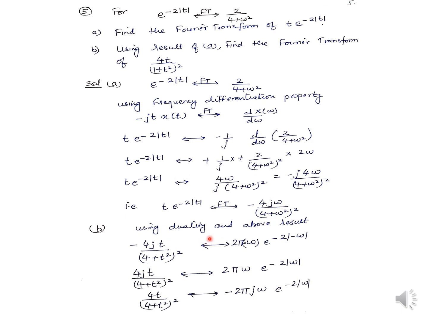Now if we use the duality property here in the above result and solve it, then for this one, no range of function is given to us, so we have to use the duality property. So use the duality property here, so it will be minus 4jt over 4 plus t square whole square like this, and on this side 2 pi will be multiplied, t will be replaced by minus omega, e raised to the power minus 2 mod of minus omega. It will come like this.